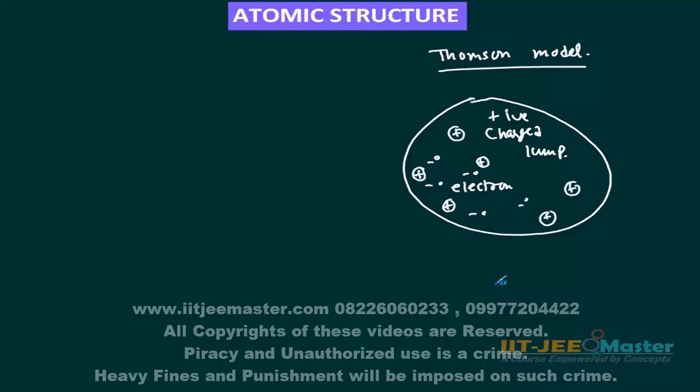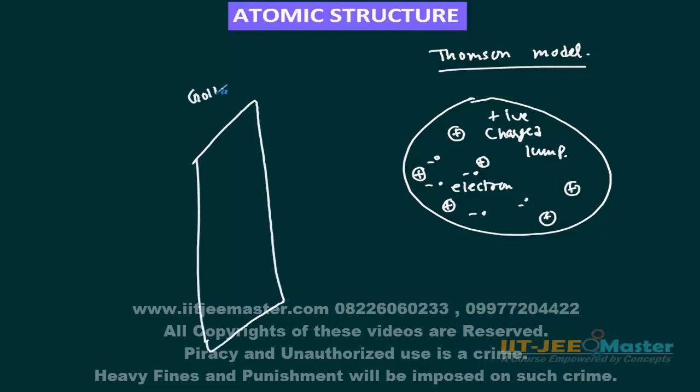After that, Rutherford's model came. Let us see Rutherford's model, what it was, and how Rutherford found that model. Rutherford did the famous gold foil experiment. A very thin foil of gold can be made. In this famous gold foil experiment, he bombarded the gold foil with alpha particles.